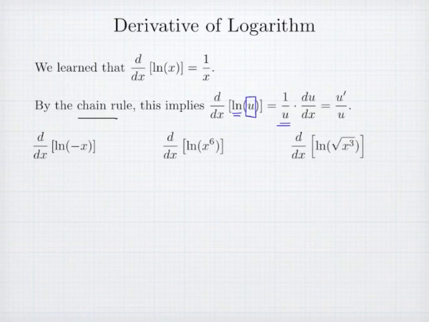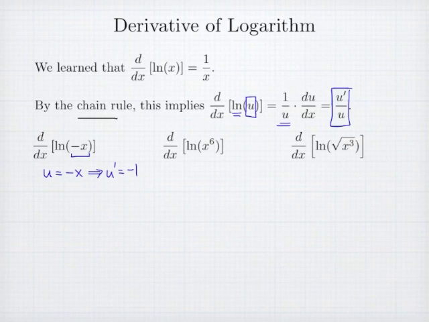Now, an interesting way to think about that is you take the derivative of what's inside and divide it by what's inside. So let's look at a couple examples to illustrate this principle. First, the derivative of the natural logarithm of negative x. So we identify the interior expression, u equals minus x. So the derivative u prime equals minus 1.